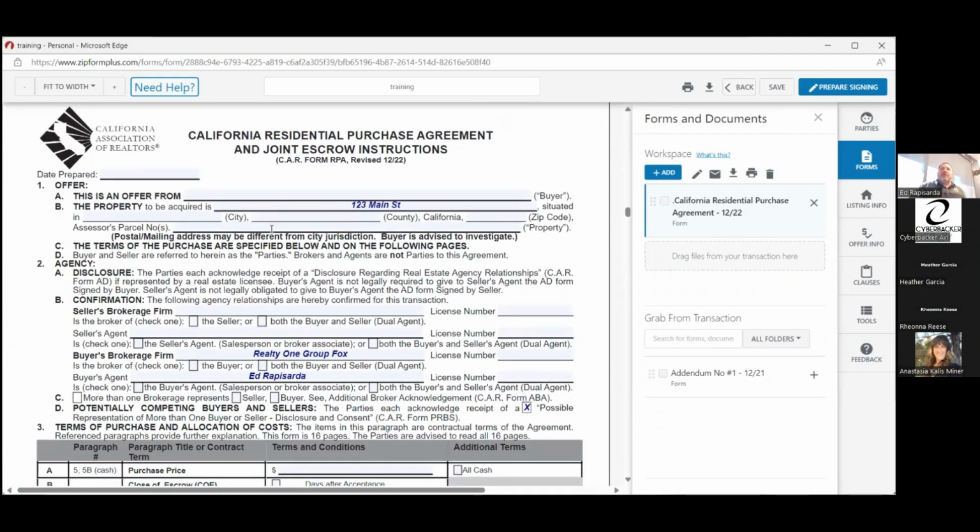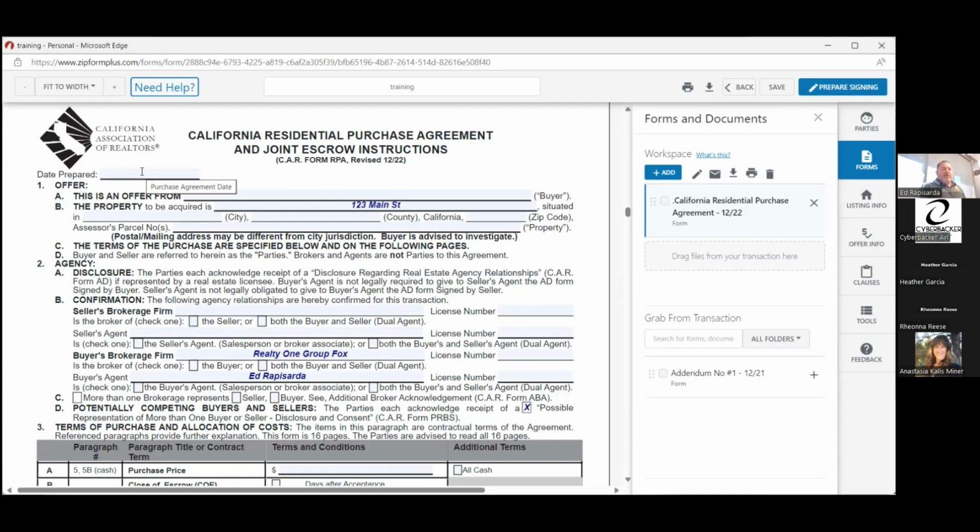Now let's jump into the California Residential Purchase Agreement and Joint Escrow Instructions, right? So this is a valid agreement between two parties. Who are the parties? Seller, buyer, right? Who are not parties to this? Realtors, the agents, the broker, the escrow officer, the lender. None of us are party to it other than the buyer and seller.